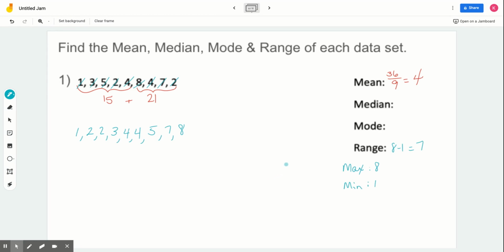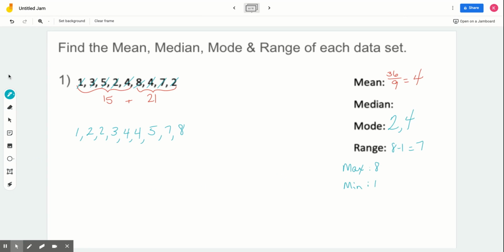Now for the mode, the number that appears the most, well, we see that 2 appears twice and 4 appears twice. There aren't any numbers in my data set that appear more than twice, so I have a mode of 2 different numbers. So my mode is 2 and 4.